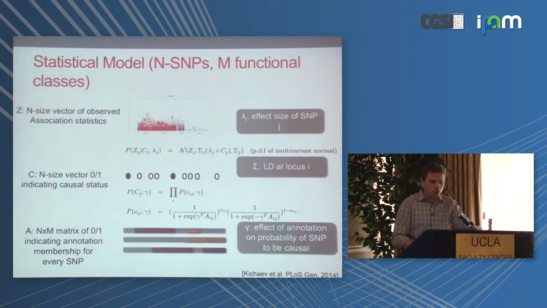So how do we do this? Well, I'm not going to go through the details of it. We had several methodologies along this line, but essentially it's a hierarchical model where we can put these functional annotations through a logistic prior, or this type of prior, that gives us the probability of causality for every variant, and then we observe the association statistics conditional on that. So the parameters of interest here would be the effect of every annotation on the causality, the correlation structure at every locus in the genome, and then the effect size of a causal variant.